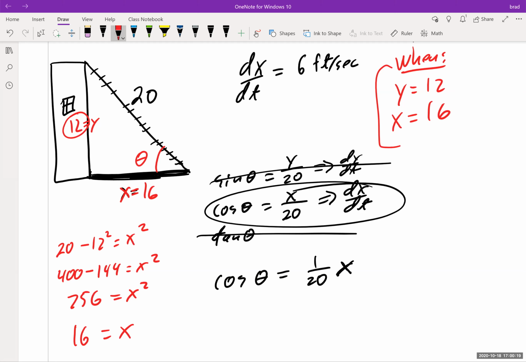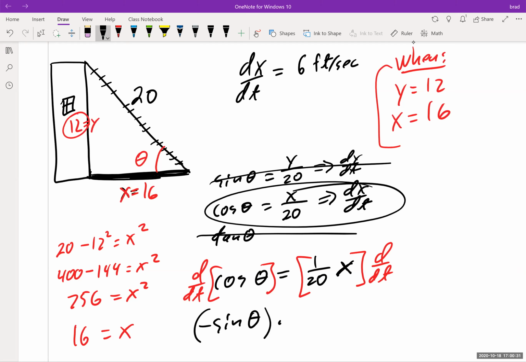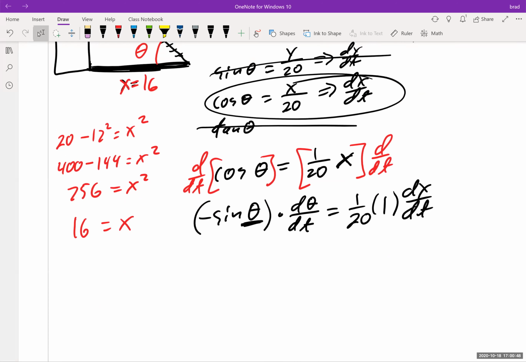Okay, so now we're going to d/dt both sides. Take the derivative with respect to time. Okay, so hopefully you guys did this. Now the derivative of cosine is negative sine theta, but we have to do the chain rule, and this would then be d theta dt, right? We're doing this inner function, and that equals 1 over 20 times 1, which is the derivative of x, but then we have to do dx dt. So very similar to the previous problem we did.